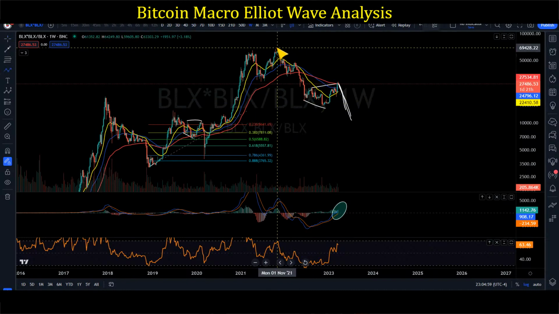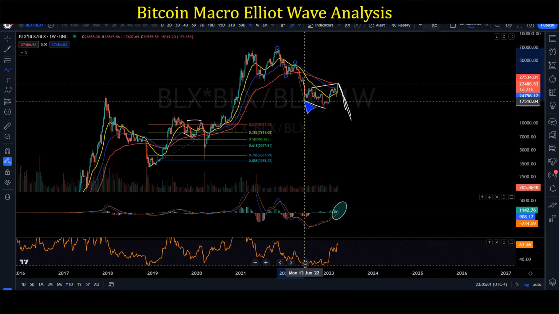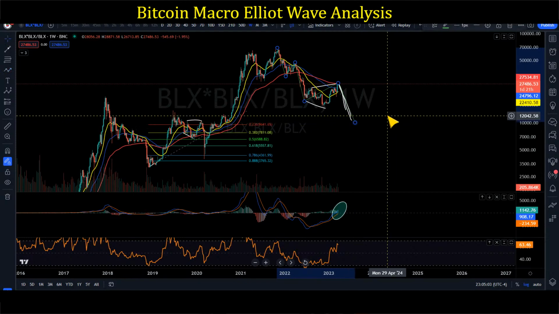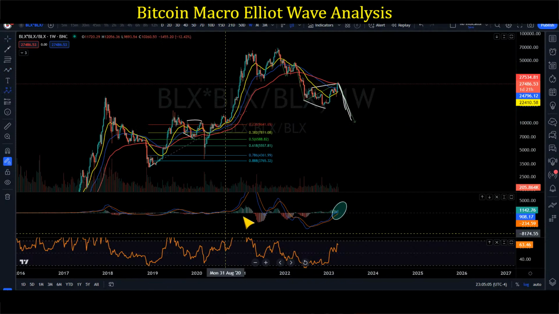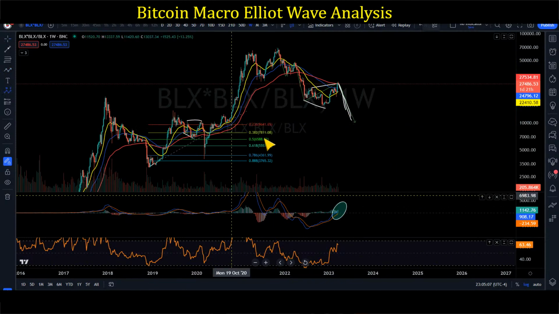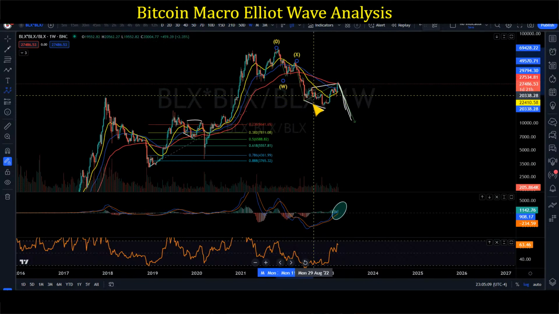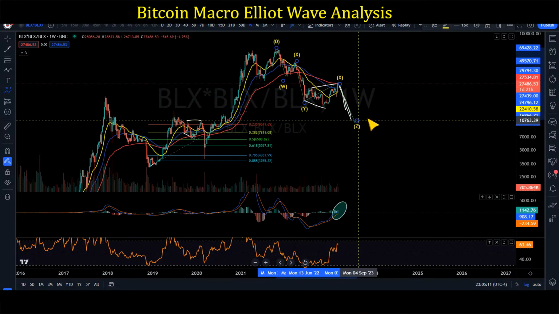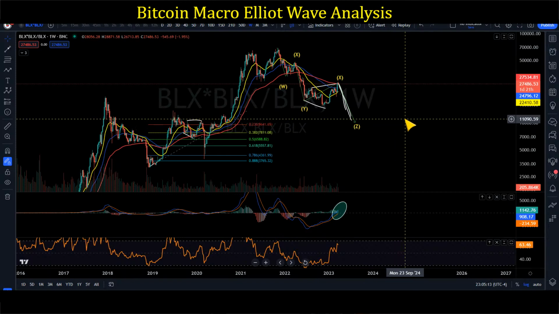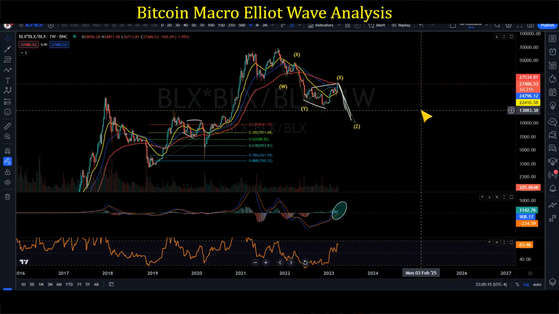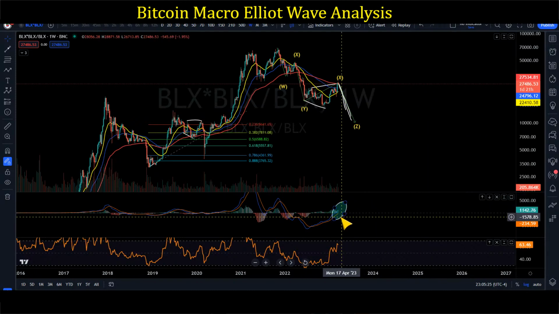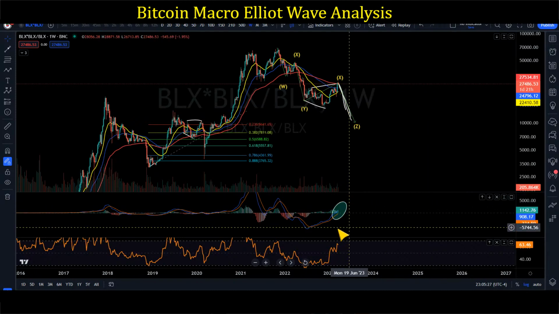1, 2, 3, 4, and 5, with a W, X, Y, X, Z. So if you're bearish, you're on your own. You can still wait for it. But as of now, just pay attention to the MACD flipping negative.